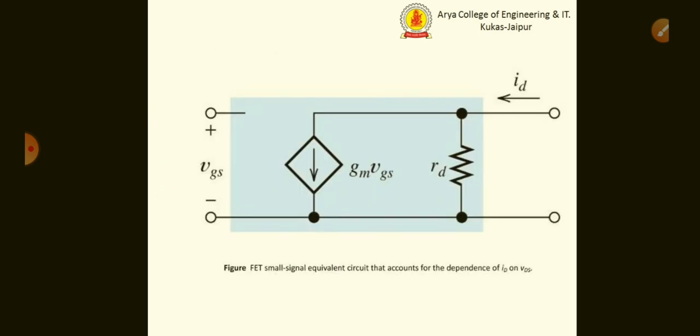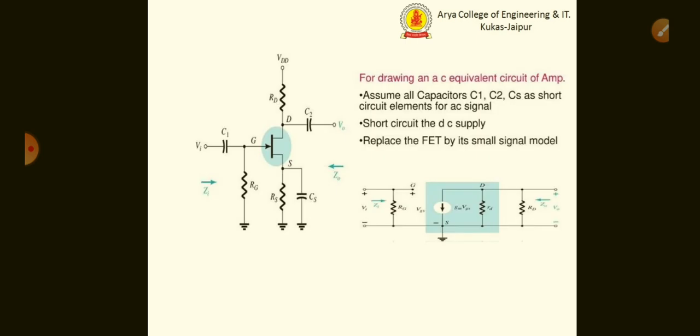The small signal model of the FET is represented by ID equals gm VGS plus VDS upon RD. This circuit represents the AC small signal model for the FET.